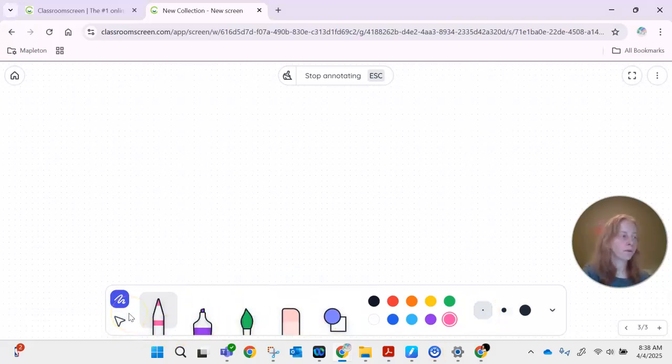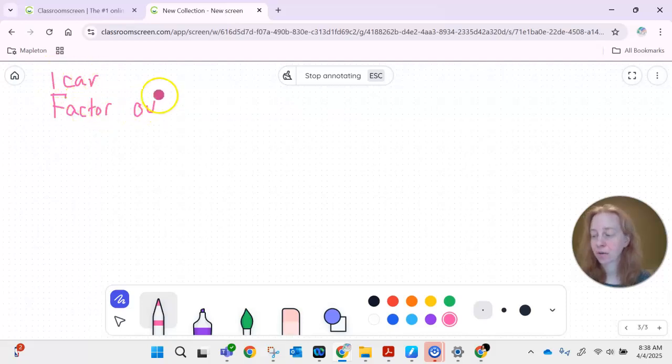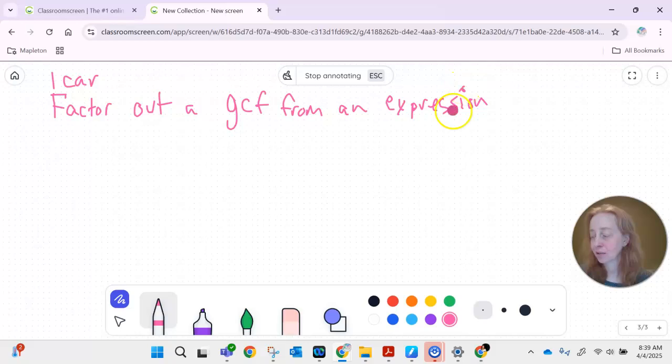Alrighty, so what we are going to do right now is learn how to factor out a greatest common factor. So write your title: I can factor out a GCF from an expression. And you might say, but what is a GCF? I'm going to explain that.